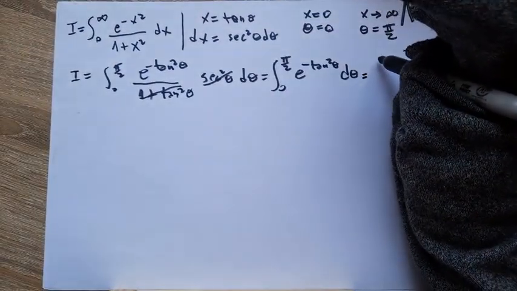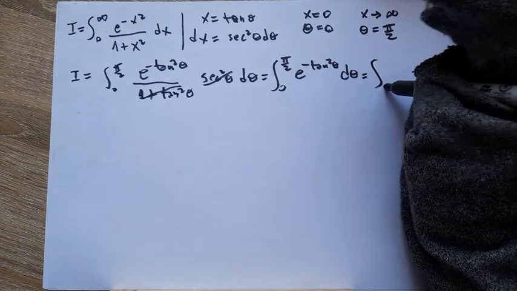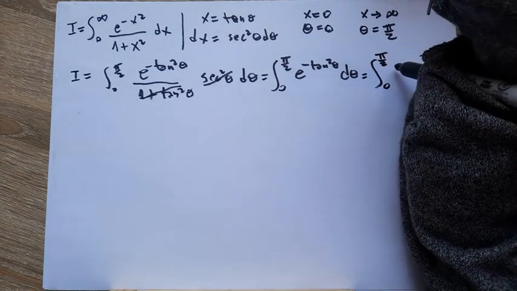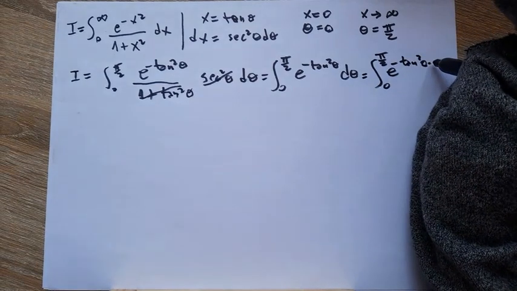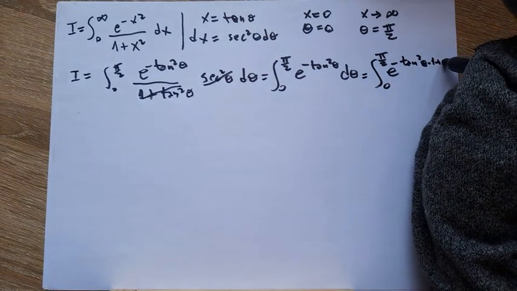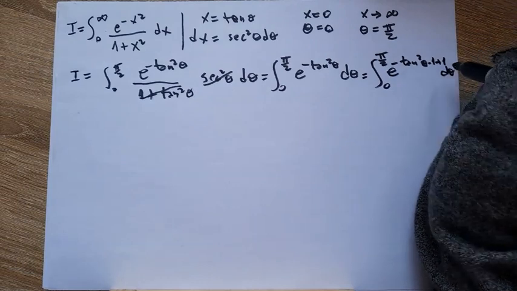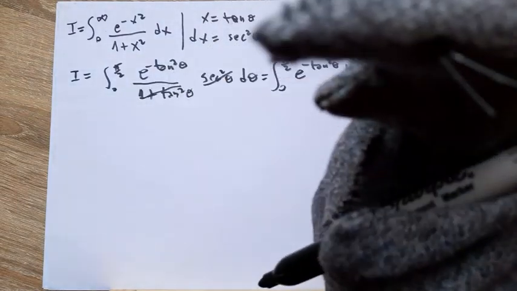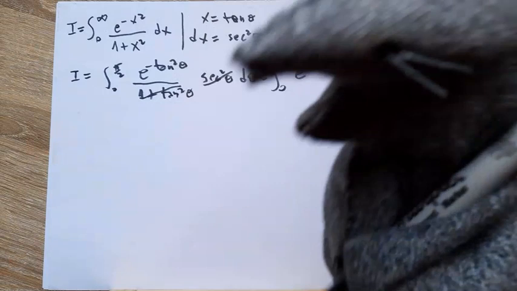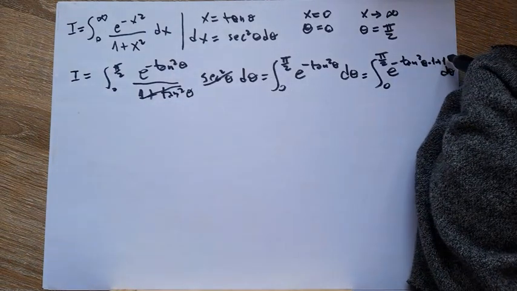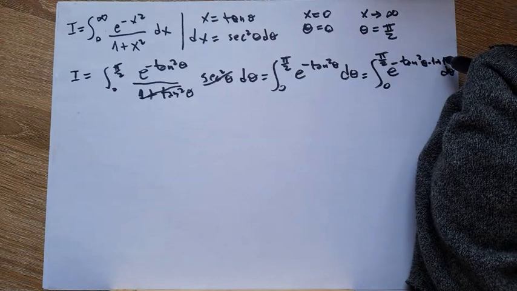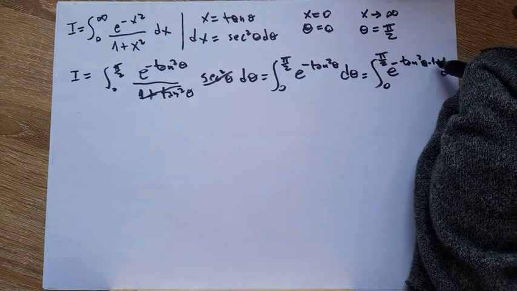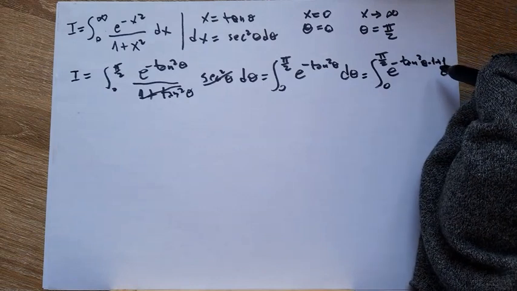So this is the same as the integral from 0 to pi over 2 of e to the minus tangent squared of theta minus 1 plus 1 d theta. Yeah? I just subtracted and added 1 in the exponential. So I just added 0.